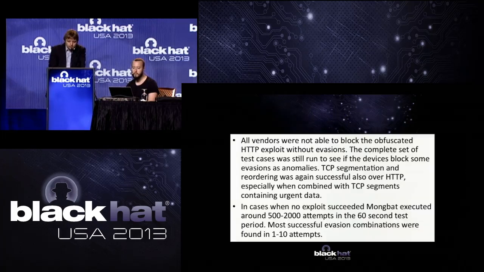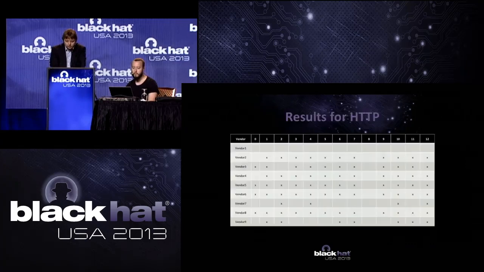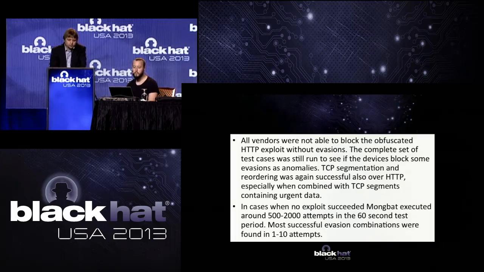And we had the problem that there are some vendors that were not able to block the obfuscated HTTP exploits. When we are using the obfuscated shellcode, some of the vendors failed on that. So we still run the complete set. The reason why some of the vendors are failing in almost every case might be that they wouldn't detect the exploit even without the evasions.